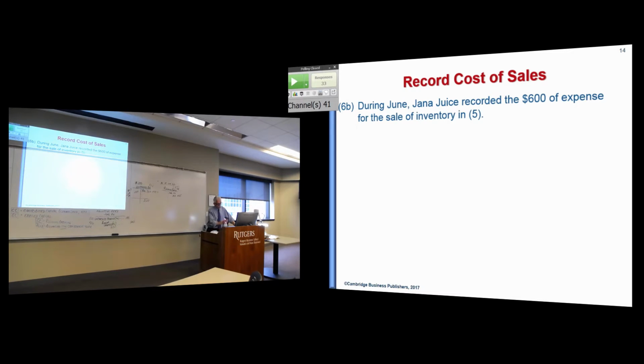And there's, by the way, I should have caught this, I didn't see this before. It's really sale of inventory is actually 6A, not 5. So there's a typo in there from the publisher.